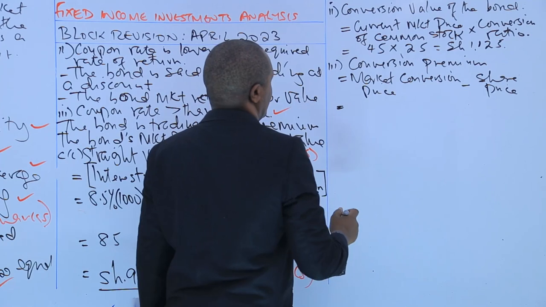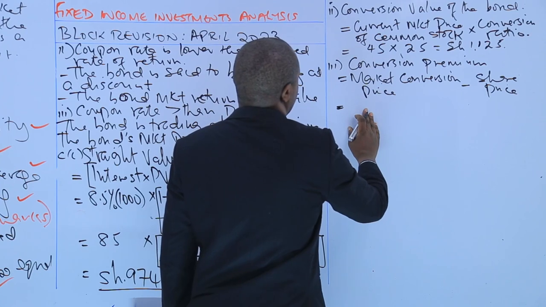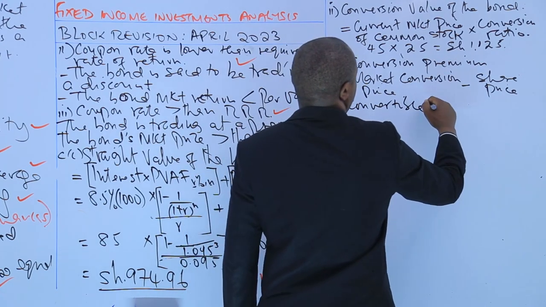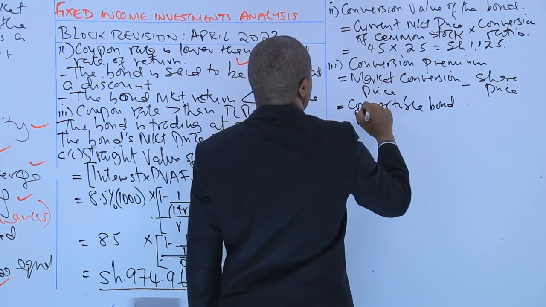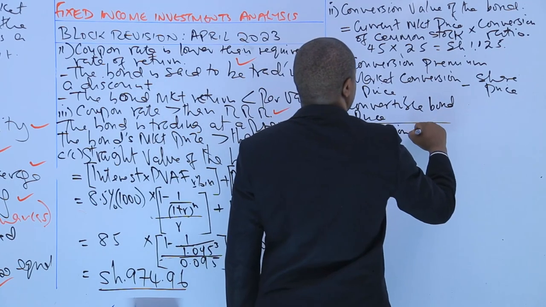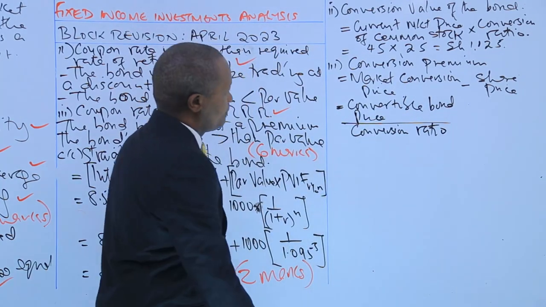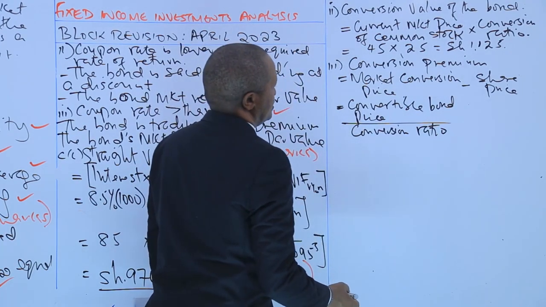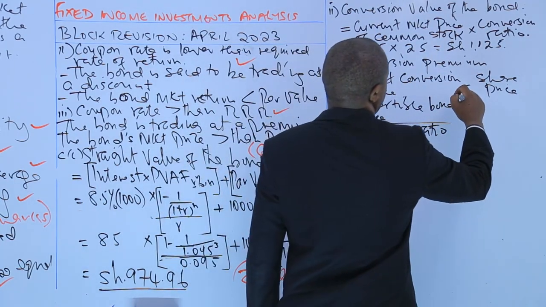market conversion price? Now, candidates, market conversion price is equal to convertible bond price divided by the conversion ratio. That is the formula for the market conversion price. It's convertible bond price divided by the conversion ratio. That will give us the conversion market price.